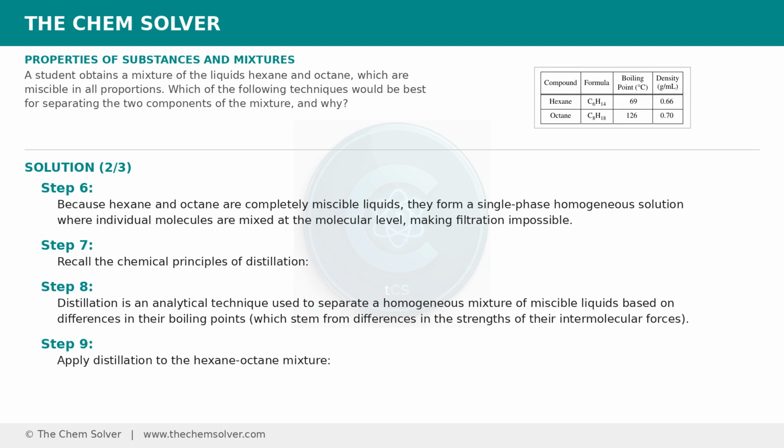Recall the chemical principles of distillation. Distillation is an analytical technique used to separate a homogeneous mixture of miscible liquids based on differences in their boiling points, which stem from differences in the strengths of their intermolecular forces. Apply distillation to the hexane-octane mixture.